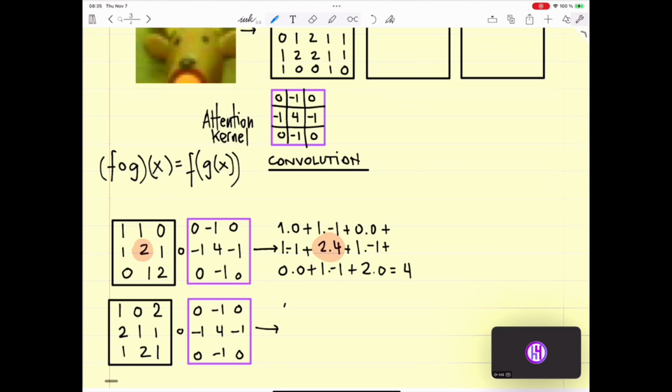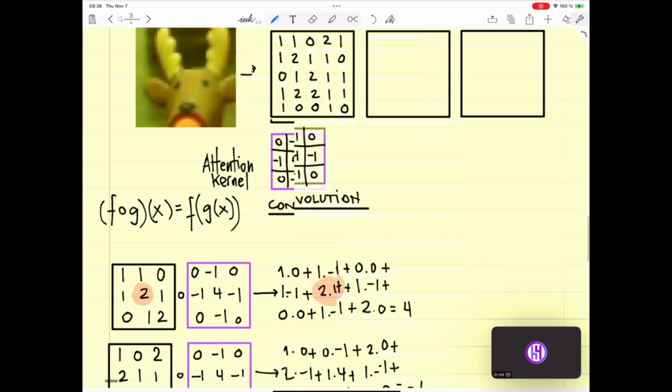So I have 1 times 0, plus 0 times minus 1, plus 2 times 0, plus 2 times minus 1, plus 1 times 4, plus 1 times minus 1, plus 1 times 0, plus 2 times minus 1, plus 1 times 0. So that's 0 minus 2 plus 4 is 2, minus 1 is 1, and then minus 2 is minus 1.